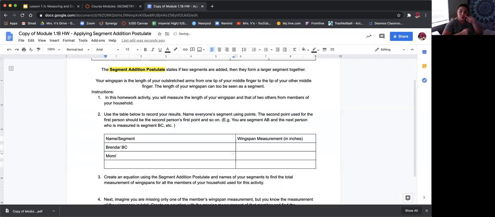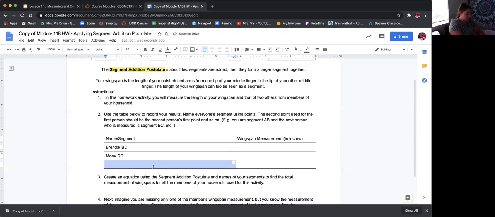Next person that you use, for example, it's mom. You're gonna use your last point because you guys are sharing a point in the middle, right? So if you guys were to stand side to side, that would be 2 segments, right? How the postulate says. That middle, or wherever you guys are touching, that middle finger that's touching, that's gonna be that center point that's being shared. So that center point is your last point, which is C. My last point is their first point. And the next point, which is D.